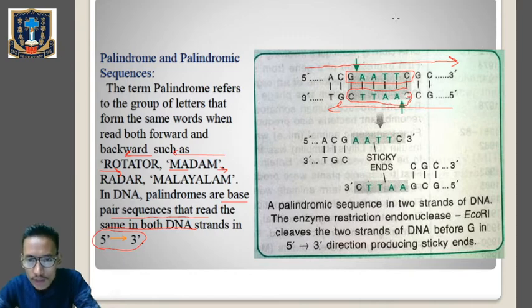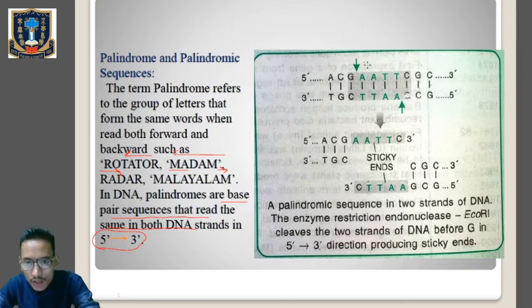So can you see the arrow over here? I'll just make it clear, so it will be easier for you. So it has been recognized. Now after recognizing it, it will clip it. So can you see this green arrow? So the enzyme is cleaving the DNA molecules. Now it is making a cut over there.